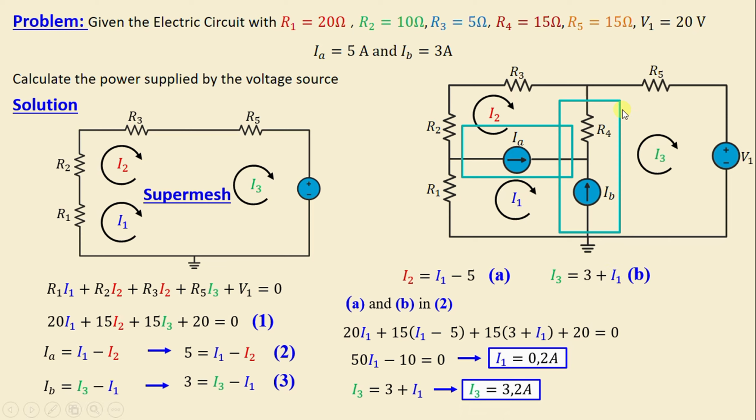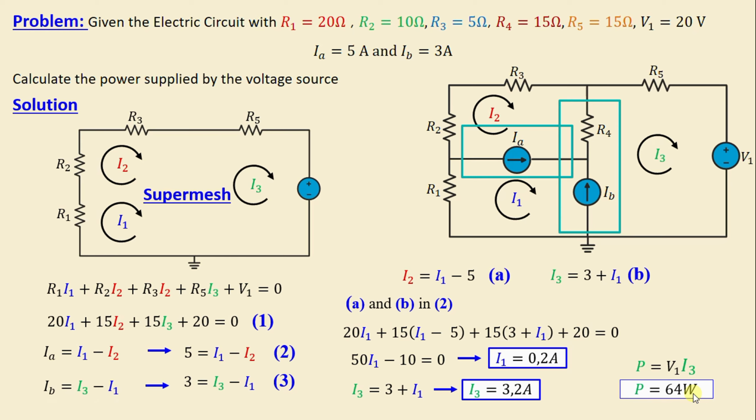We already found the mesh current I3, and we know the voltage across V1. That means we can calculate the power supplied by the voltage source. We know that the power supplied by the voltage source is equal to V1 multiplying by I3. That means the power is equal to V1, which is 20 volts, multiplying by 3.2 amps, we get 64 watts. After completing the calculation, we conduct a simulation using SPICE to verify our results.